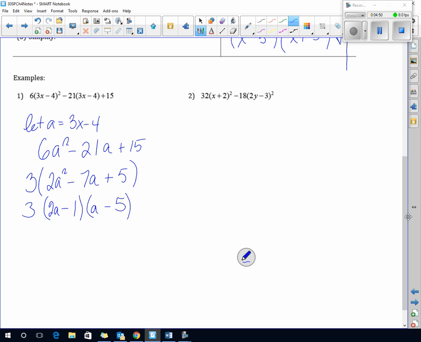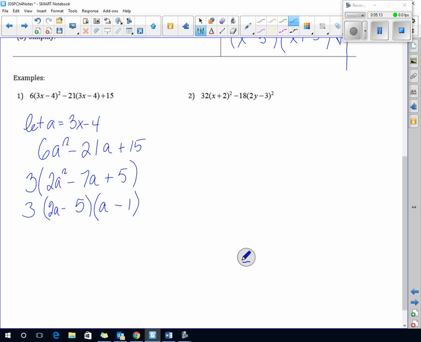Let's try it again. So this should be a 5. 2a times a is 2a². Outer I get minus 2a. Inner I get minus 5a. That gives me minus 7a. And last I get plus 5. Okay, next step, what do I do?